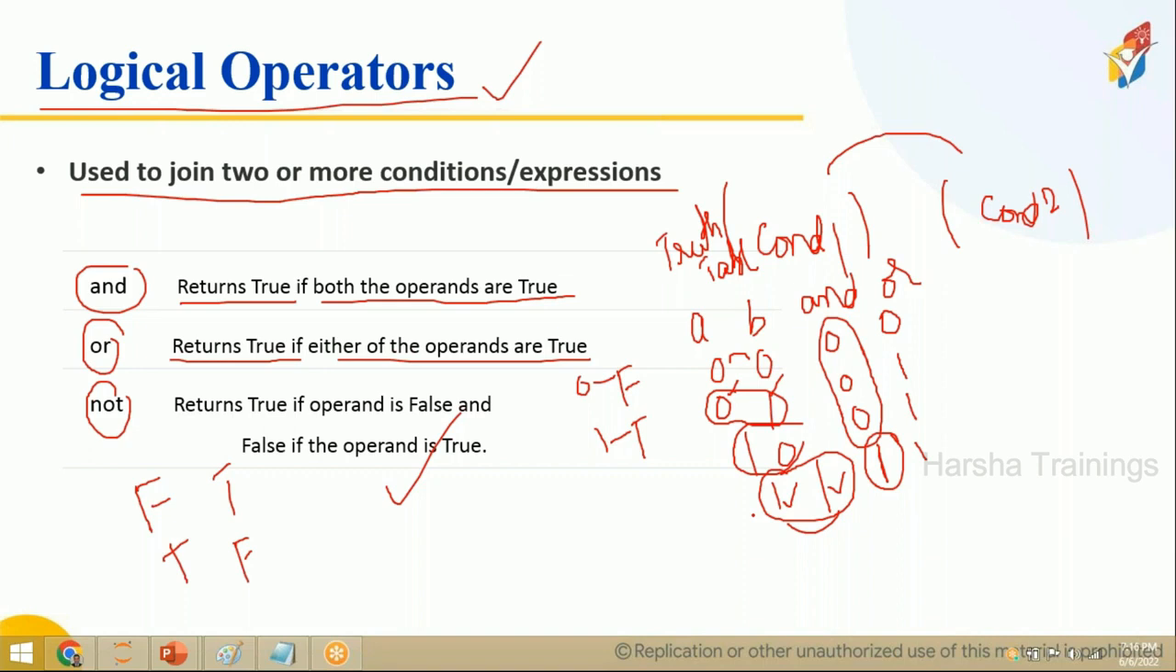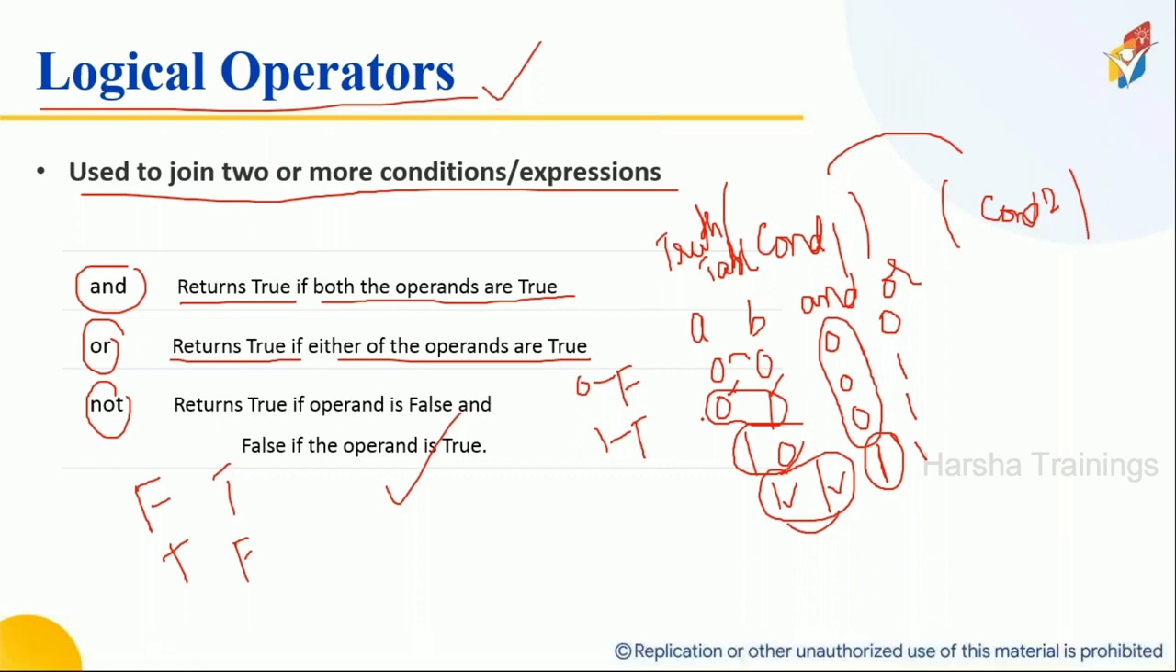Done? Is it done? Yes, sir. Shall I continue to small examples?